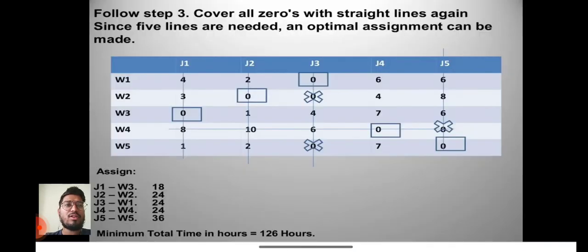Follow step 3. Cover all zeros with straight lines again. Since 5 lines are needed, an optimal assignment can be made. Here we have to form only 5 lines, and all the zeros should be covered by only 5 lines, and we will get the work done and the job done and the minimum hours taken by the worker to complete the job.